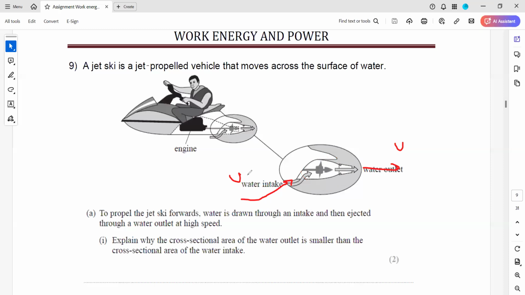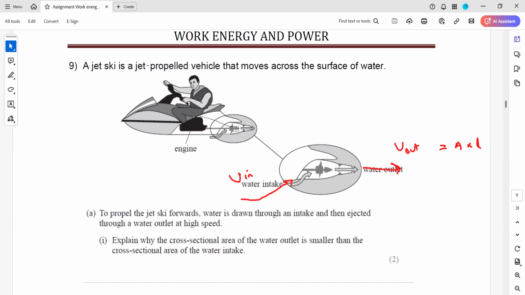So as a result, what will happen? The water which is going in and the water which is coming out should be the same. The flow rate must be constant because the propellant volume is constant. So if 2 meter cube of volume enters, 2 meter cube should leave. So as a result, we have the formula that volume is area multiplied by length.